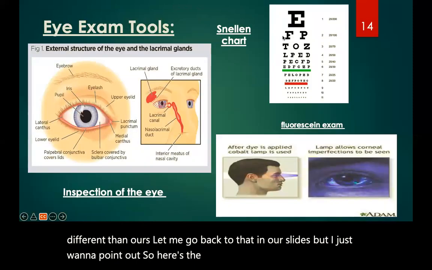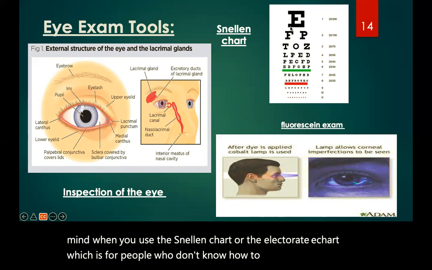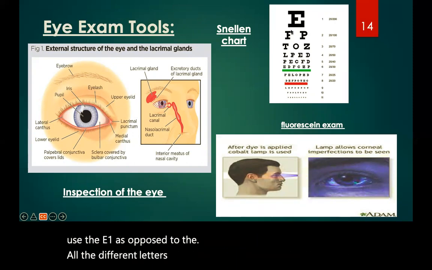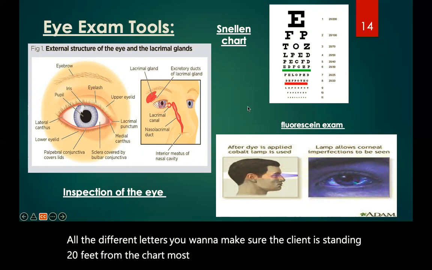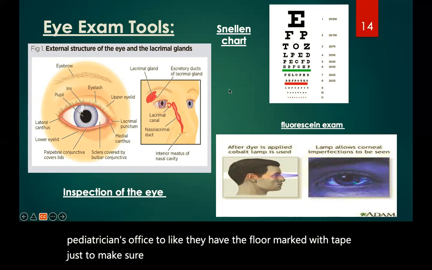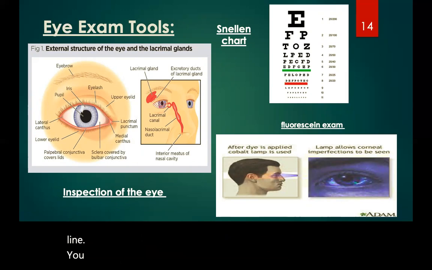I want you to keep in mind when you use the Snellen chart or the illiterate E chart, which is for people who don't know how to read, you could just use the E one as opposed to all the different letters. You want to make sure the client is standing 20 feet from the chart. Most primary care offices, like my daughter's pediatrician's office, have the floor marked with tape just to make sure it's 20 feet away. You want to cover one of the client's eyes and have the client read the smallest line. You want to do the same with the alternate eye and then test with both eyes open.